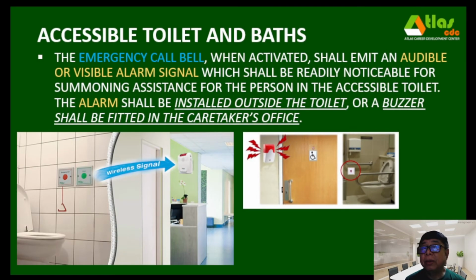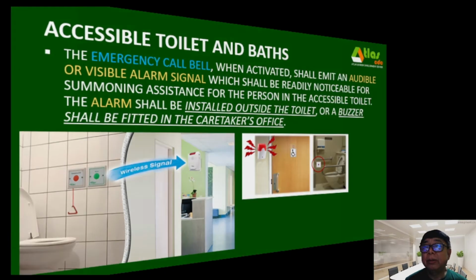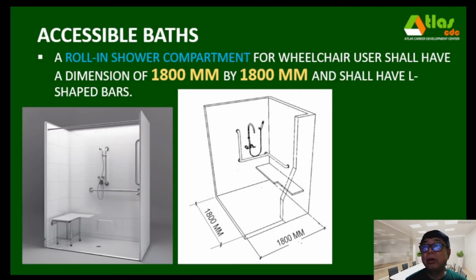Now, an emergency call bell, when activated, shall emit an audible or visible alarm signal, which shall be readily noticeable for summoning assistance for the person in the accessible toilet. The alarm shall be installed outside the toilet, here outside the toilet, or a buzzer shall be fitted in the caretaker's office. So we now go to the requirements for accessible baths.